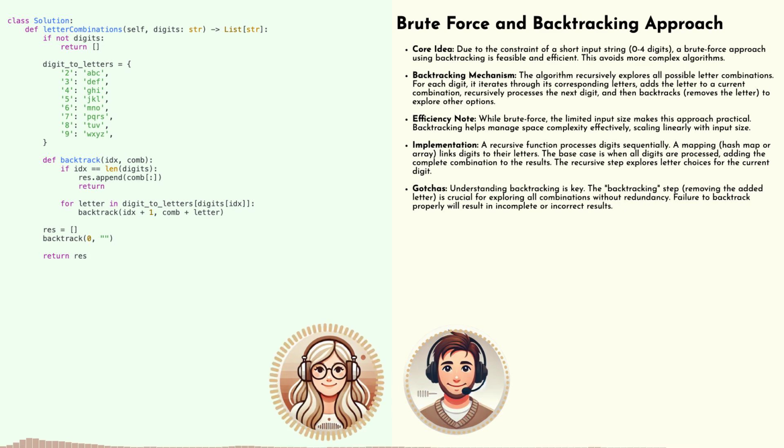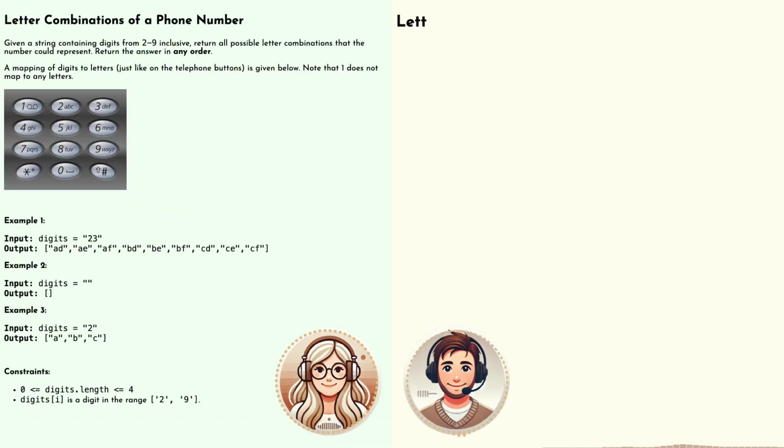Let's say our input is 23 again. Sure. Let's say we start with A from the digit 2. Then we explore all the possibilities for the next digit 3. That would be D, E, and F. So we get AD, AE, and AF. Got it. We've exhausted the options for A. What happens next? Do we just move on to B? That's where the backtracking magic comes in. We go back to 2, pick B, and repeat the process with 3, again trying BD, BE, BF, and so on. So we're systematically exploring all the letter options for each digit and then backtracking to try a different path if we've explored all the possibilities for a particular digit. It's like a really methodical search.